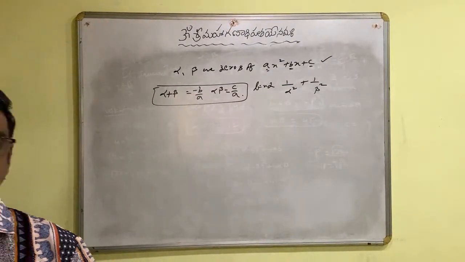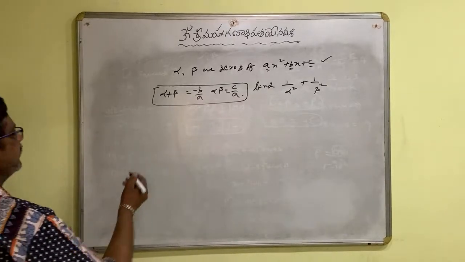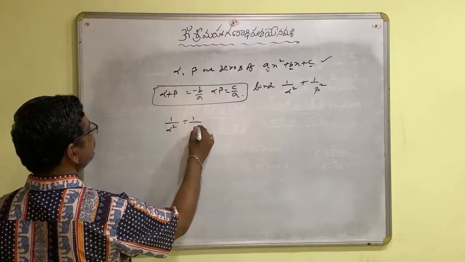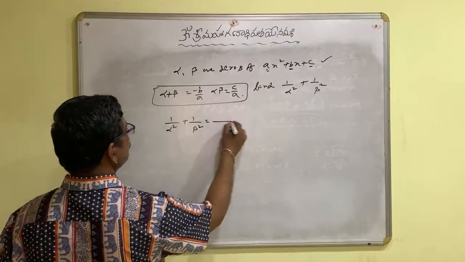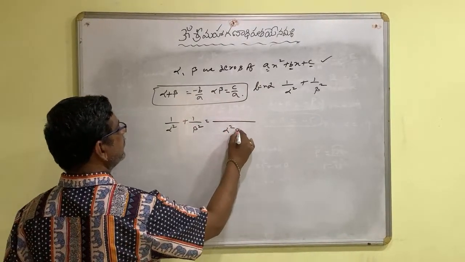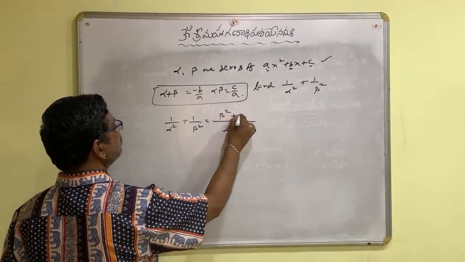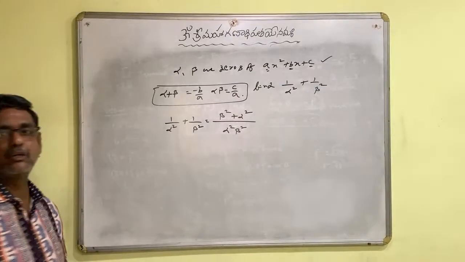Okay, now consider what we have to find: 1 by alpha square plus 1 by beta square. So if we take the LCM alpha square beta square, we will be remaining with beta square plus alpha square on the numerator.